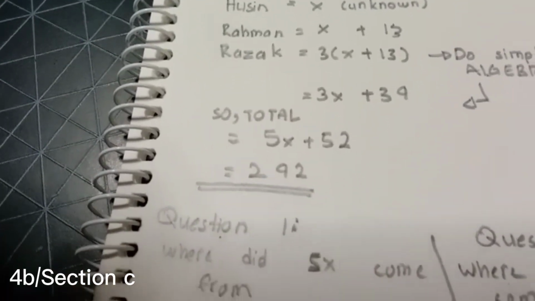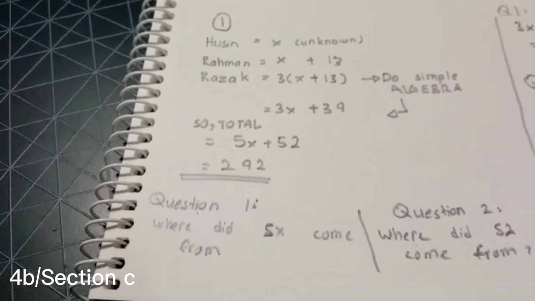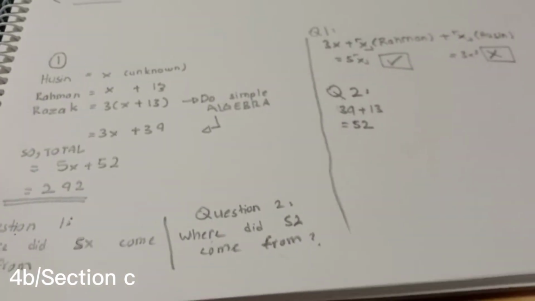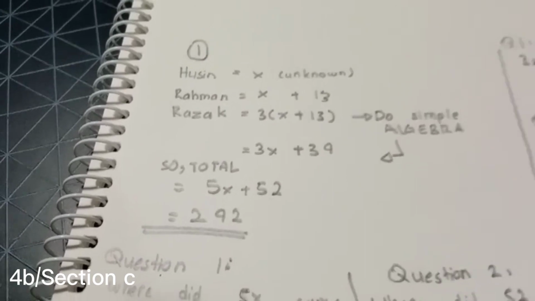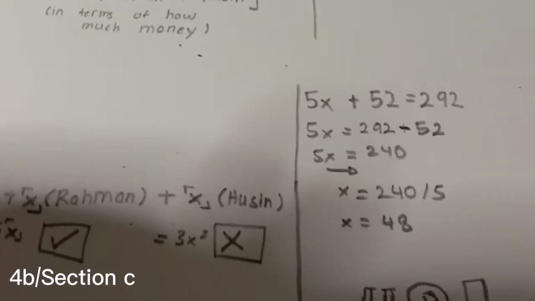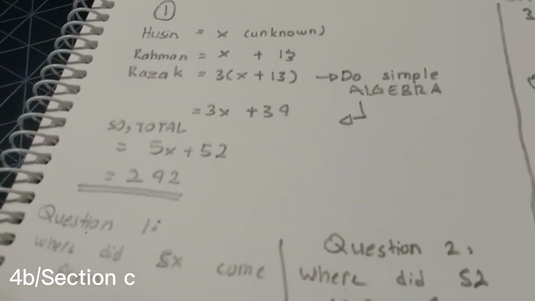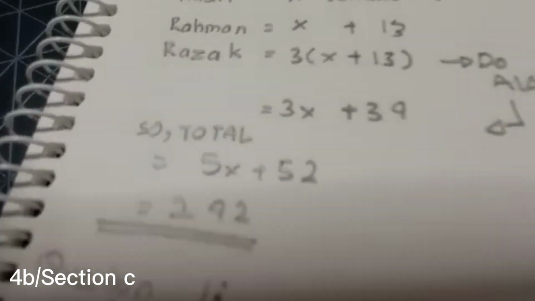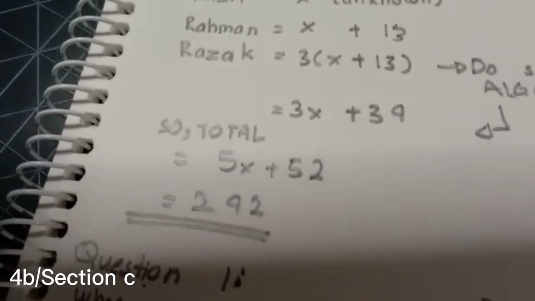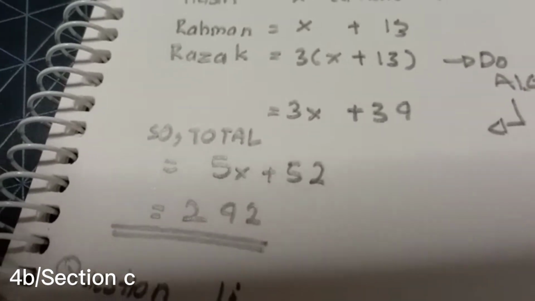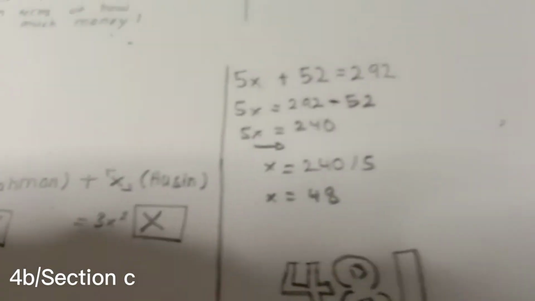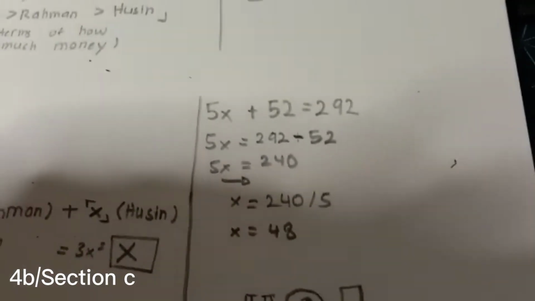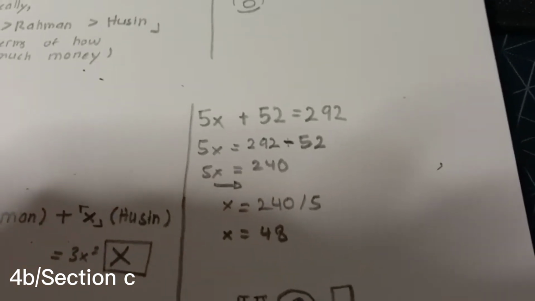Let's take a look at the next step of this equation and how to know Hussein's amount of money. Now that we have understood the grand total of the amount of money, which is 292, and the equation before that, 5x plus 52, we can put inside this 5x plus 52 equals 292.